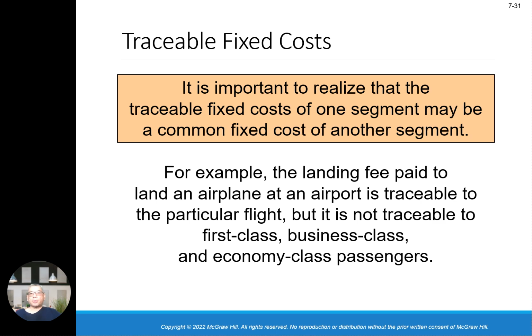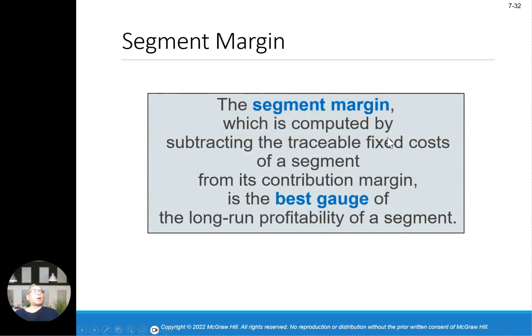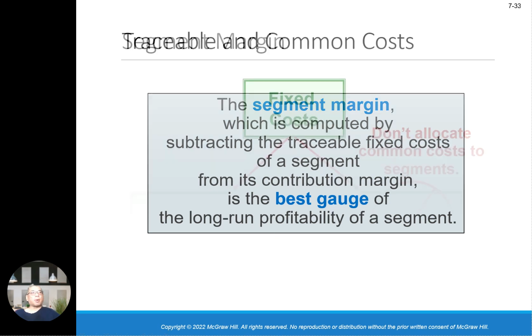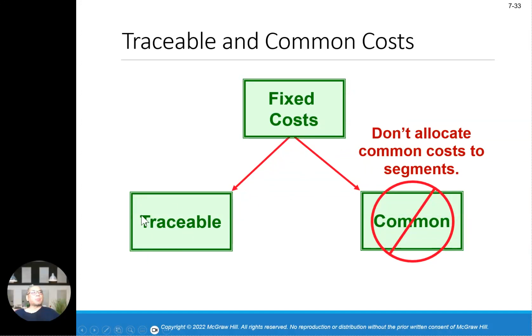Alright, let's look at the next one, which is segment margin. It is computed by subtracting the traceable fixed cost of a segment from its contribution margin. It is the best gauge of the long run profitability of a segment. Only traceable fixed cost is used here, and don't allocate any common cost to a segment. Okay, this is not the fixed cost. You only use the traceable one. The common ones are the CEO's salary and the heating costs. Okay.